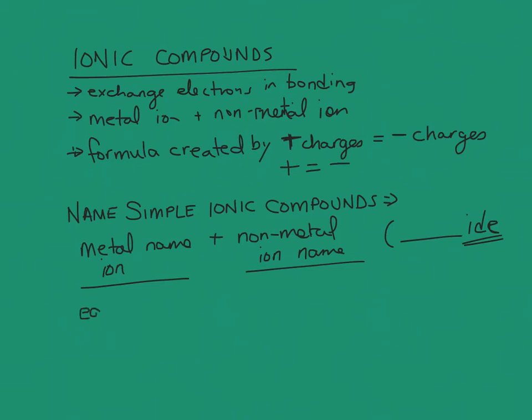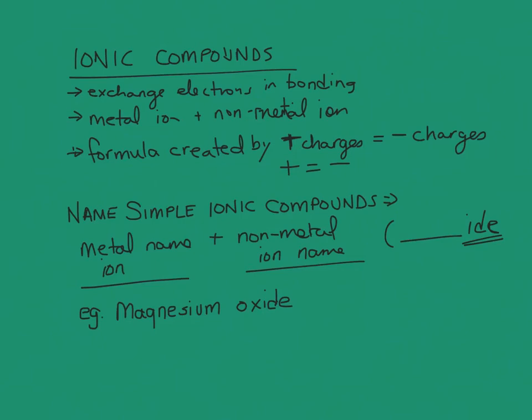So an example of that would be magnesium oxide. Okay? And magnesium oxide is made up of the metal ion magnesium and the non-metal ion of oxygen, which is oxide. So magnesium oxide is an example of a name for a simple ionic compound.